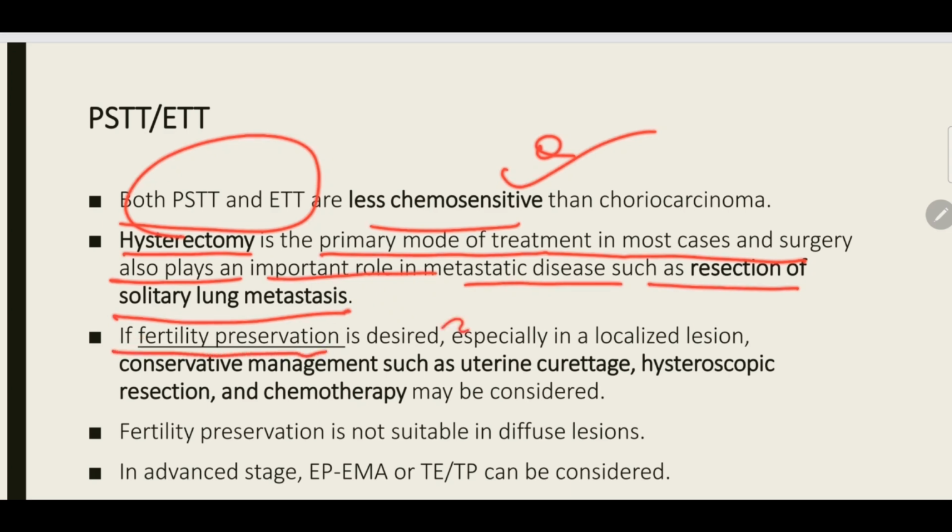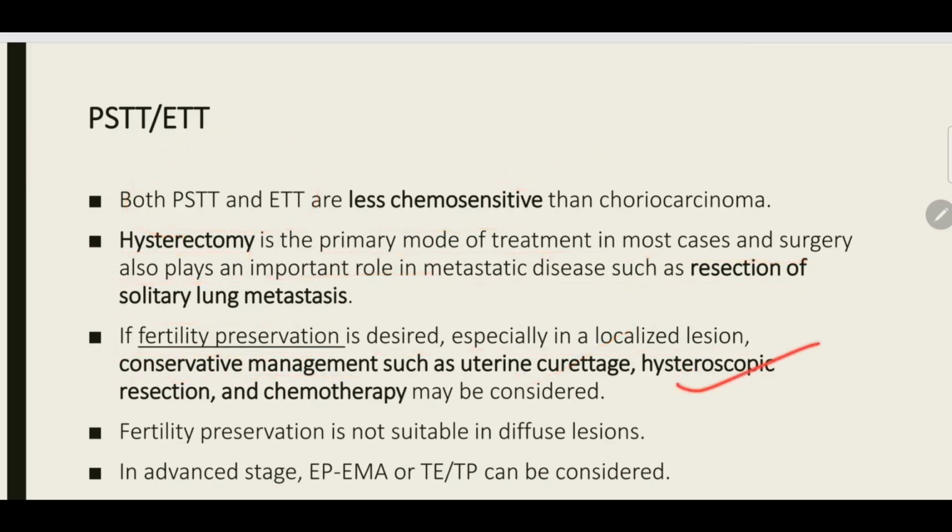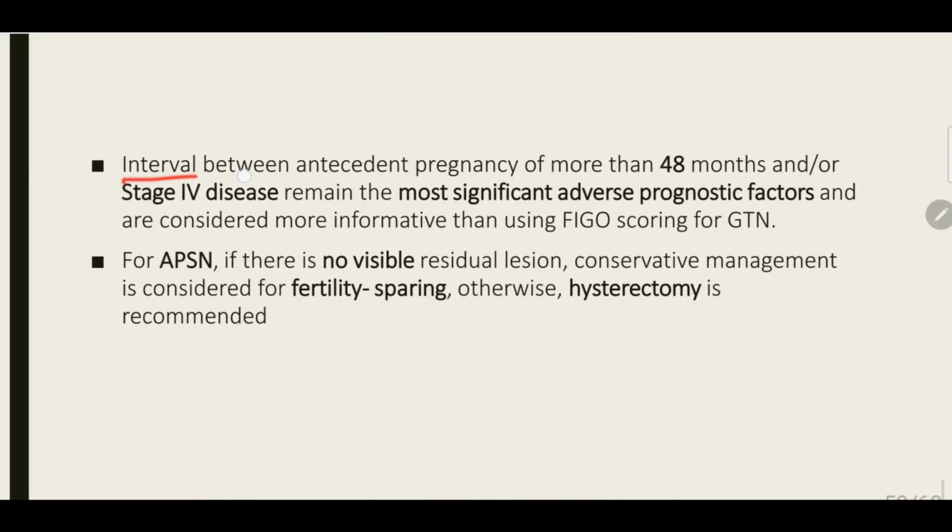If fertility preservation is desired, especially in a localized lesion, conservative management such as uterine curettage, hysteroscopic resection, and chemotherapy may be considered. Fertility preservation is not suitable in diffuse lesion. In advanced stage, EP-EMA or TE-TP can be considered. An interval between antecedent pregnancy of more than 48 months, that is 4 years, and/or stage 4 disease remain the most significant adverse prognostic factors and are considered more informative than using FIGO scoring for GTN.